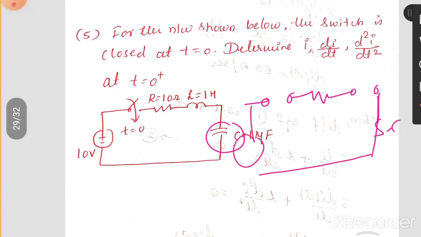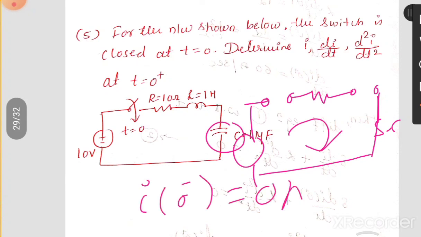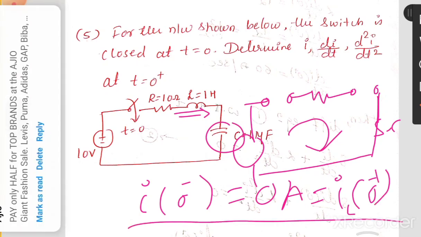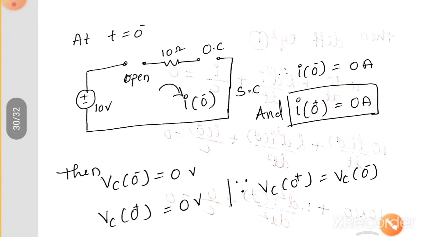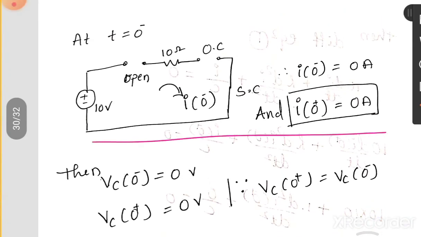Then you have a voltage source. The current flowing through this circuit will be I of 0 minus equal to 0 ampere. Therefore, it is the current flowing through the inductance also, so it will be equal to IL of 0 plus as well. Once we have got these two values, you can note this down.